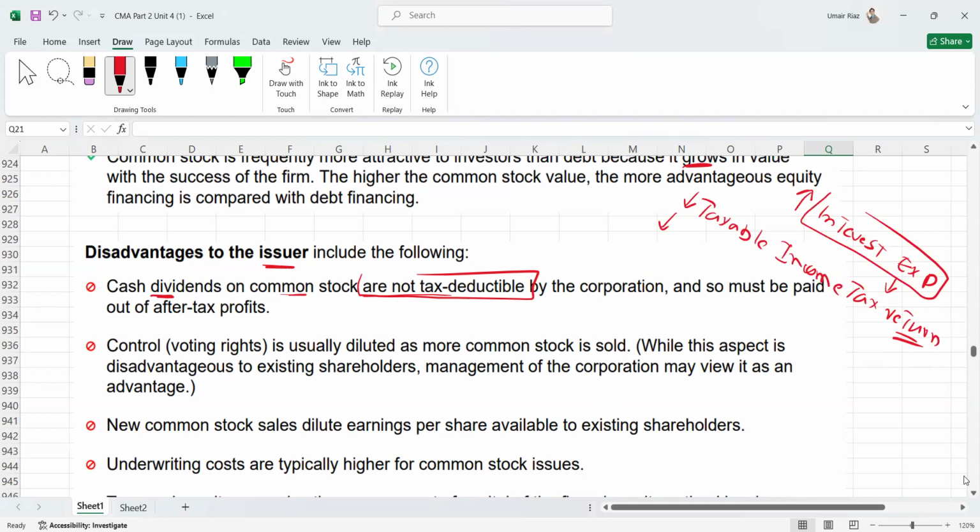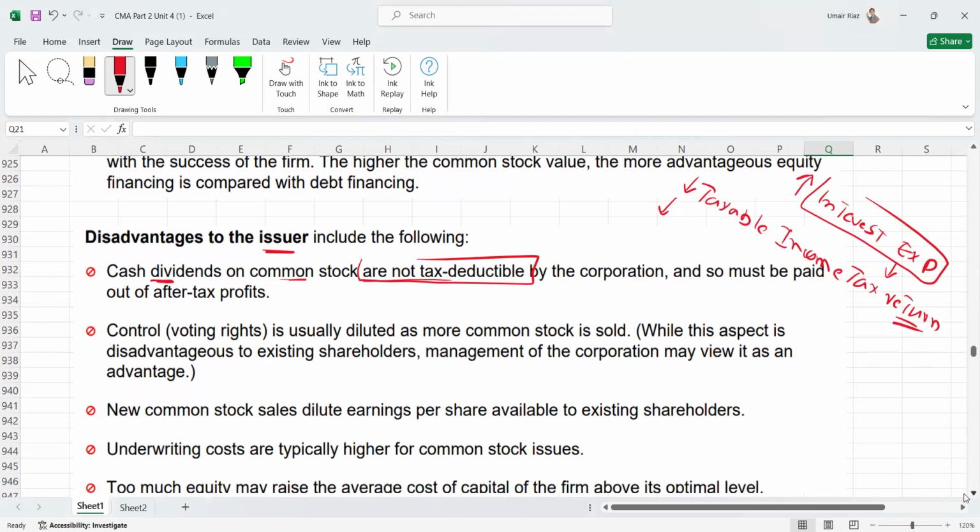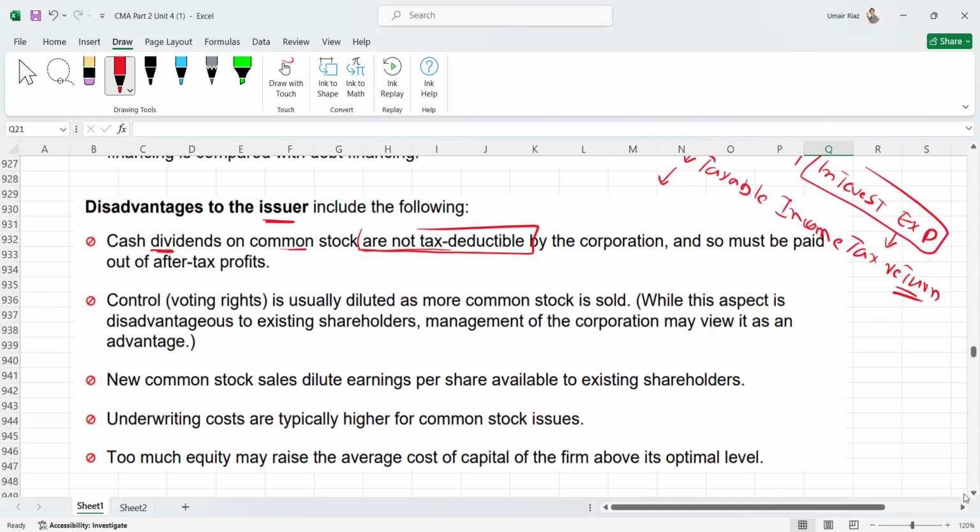Understood? The other logic for why it's not tax deductible is that this dividend is always paid out of after-tax profits. In our income statement we have profit before tax, then we deduct tax expense. This is called profit after tax or net income. From here we pay the dividend, right? That is why there is no tax deduction available to the company.